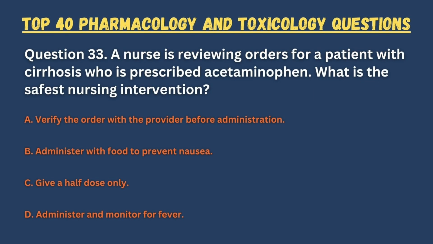Question 33. A nurse is reviewing orders for a patient with cirrhosis who is prescribed acetaminophen. What is the safest nursing intervention? A. Verify the order with the provider before administration. B. Administer with food to prevent nausea. C. Give a half dose only. D. Administer and monitor for fever.